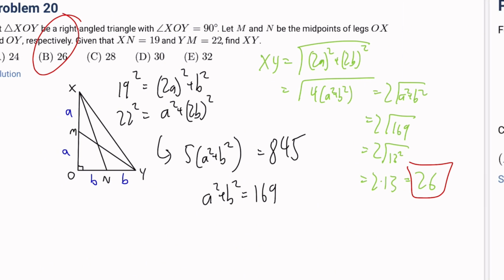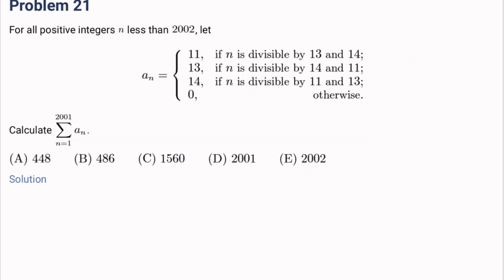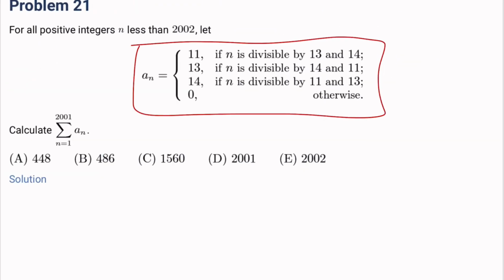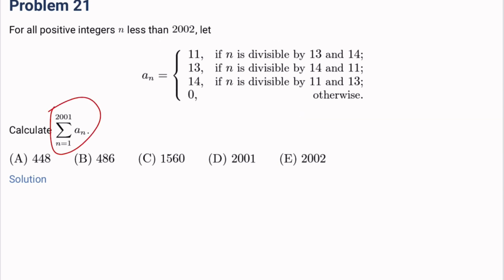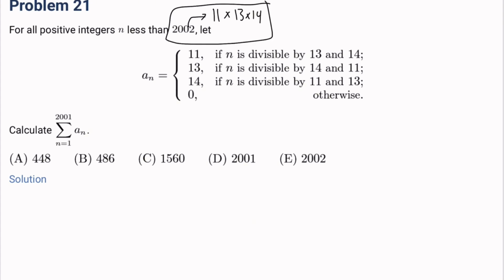It's B. Number 21, for all positive integers n less than 2002, let this be satisfied. Calculate this, right? But then we all know that 2002 equals 11 times 13 times 14. And if you didn't know this fact, this comes up very often in problems like this, because 2002 is the year and they like to make problems with the year in them. So it's always good to know the factorization of the year that you're taking the test, right? Okay, so 2002 is 11 times 13 times 14, right?